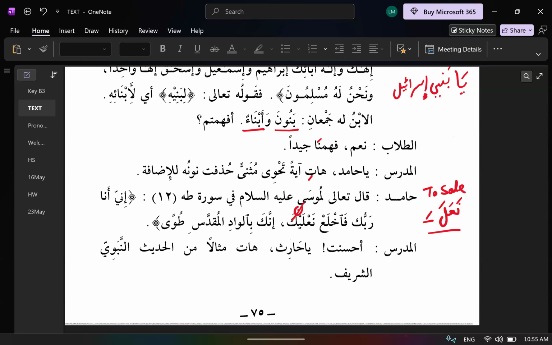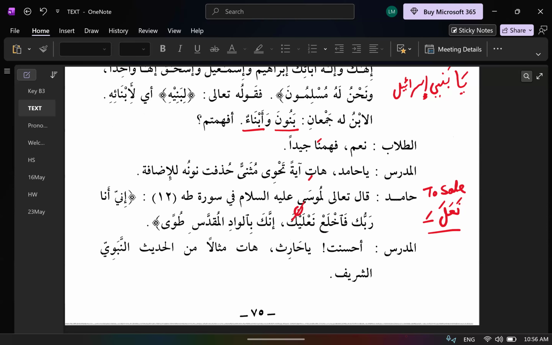Then na'lun from there is you sole yourself, basically you put on the sandal. So na'lani and then na'layni. The noon got dropped: na'layka. Innaka bil-wadil muqaddasi tuwa. So remove your two shoes or two sandals. Surely you are in the holy valley of Tuwa.